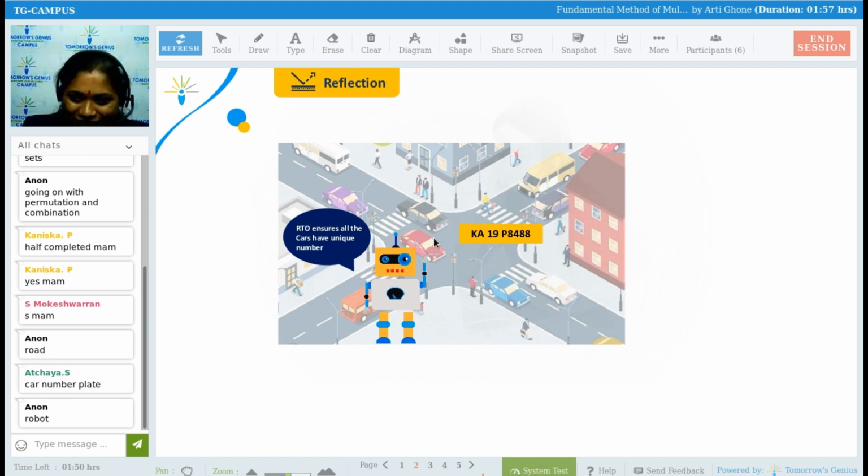Okay, so see, if you read it clearly, RTO ensures all the car plate numbers have a unique identity. Yes or no? There are many cars, many car plate numbers generated, and you will never find one number matching another number. Like how God created every human being differently. Same like that. But it's not that permutation is doing the job of God.